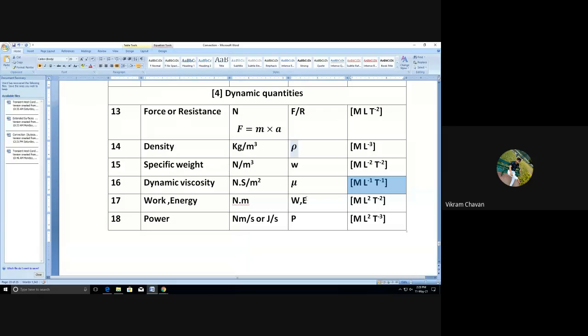Then further, the next quantity under the dynamic quantities is nothing but work or energy. Work or energy, both have the same unit as Newton meter, or you can say joule. Newton meter is also called a joule unit. So work symbol is capital W, and energy symbol is capital E. You can derive from this particular unit the dimensions of work and energy as M L raised to 2 T raised to minus 2.